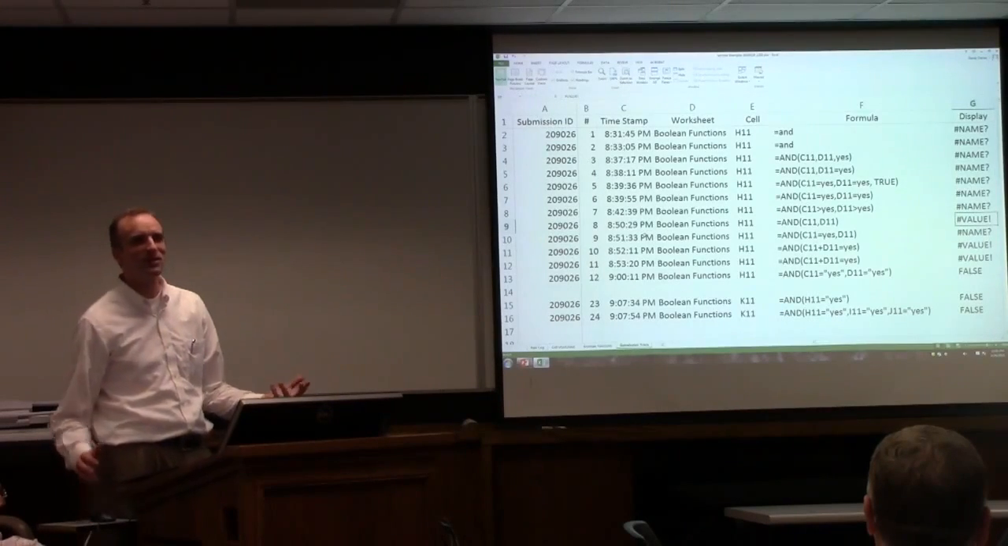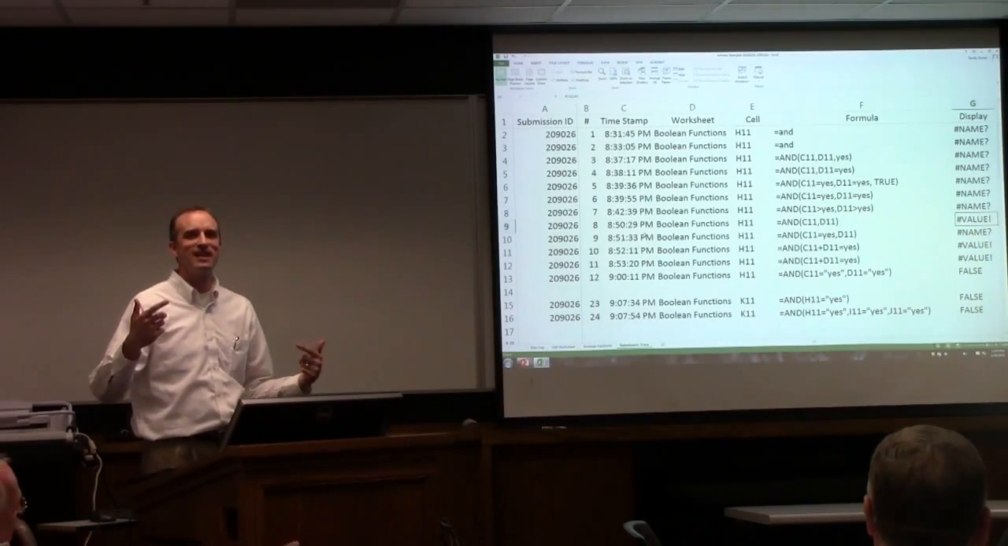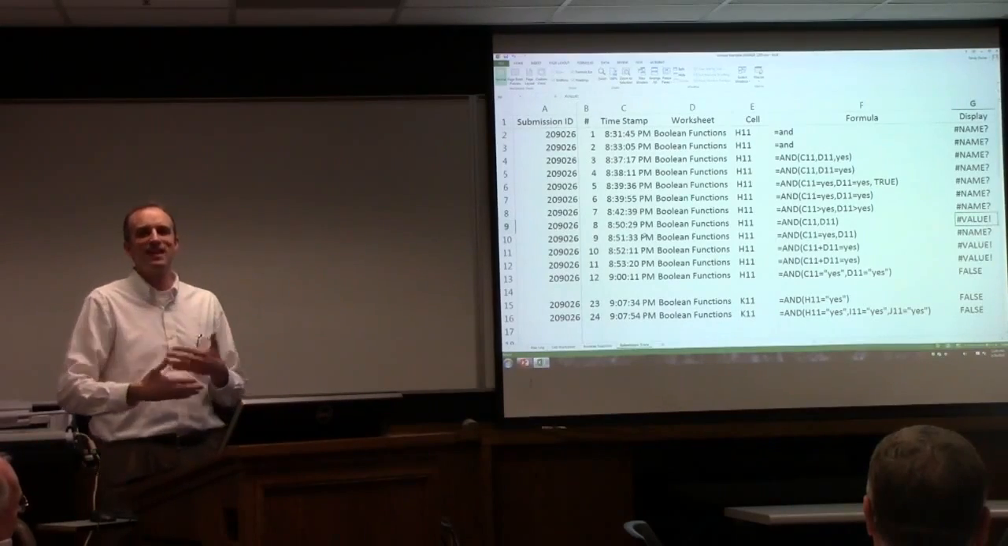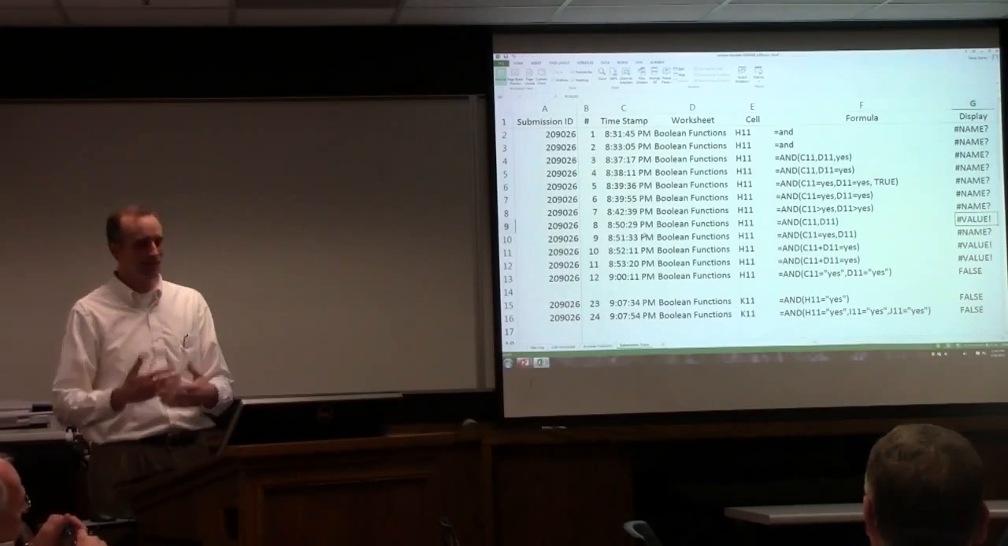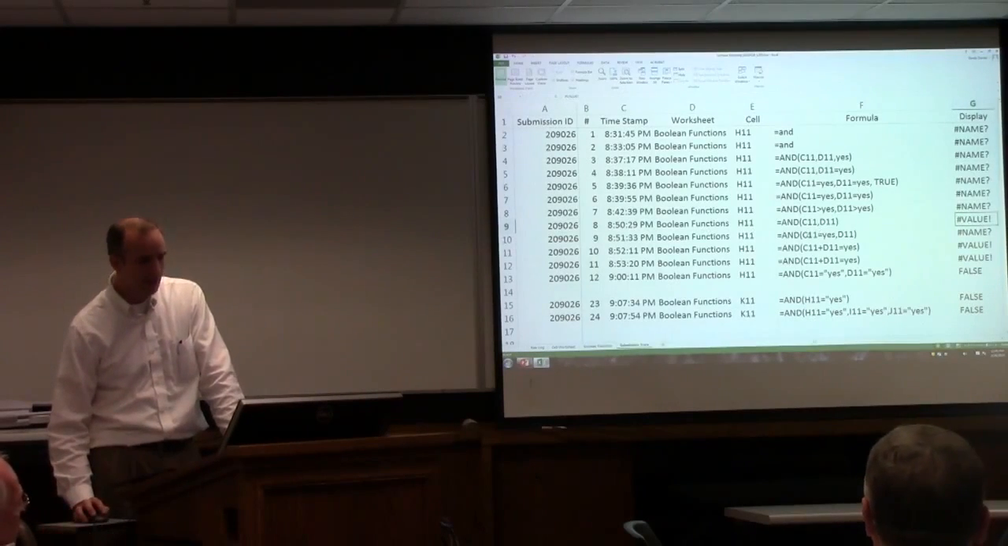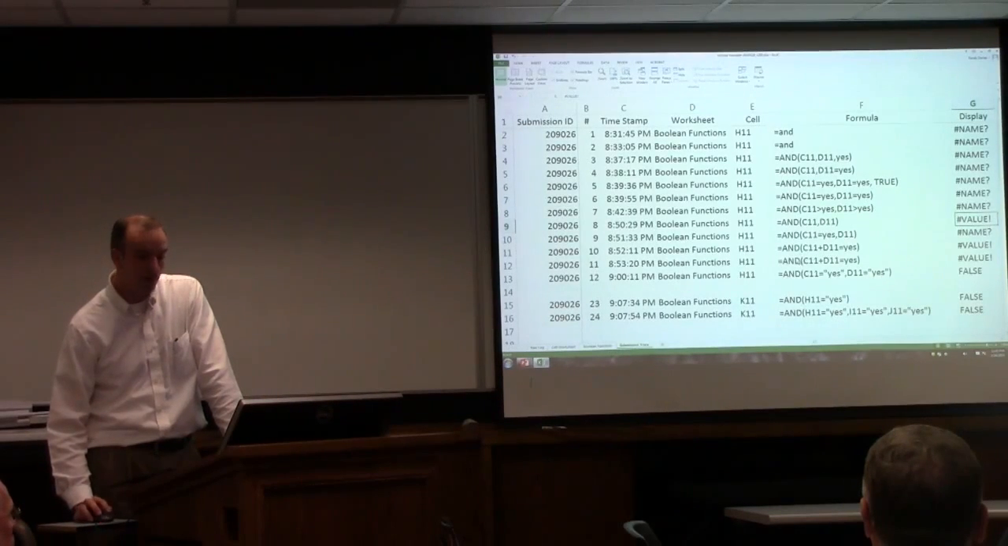That's one of the other interesting perspectives about this data: we get a sense for effort. They know it's not right yet. They have to keep going. So the next one, C11 equals yes, D11 plus, they're adding the cells, equals yes, and they do that twice, about a minute apart, just to make sure that it's not right, I guess.